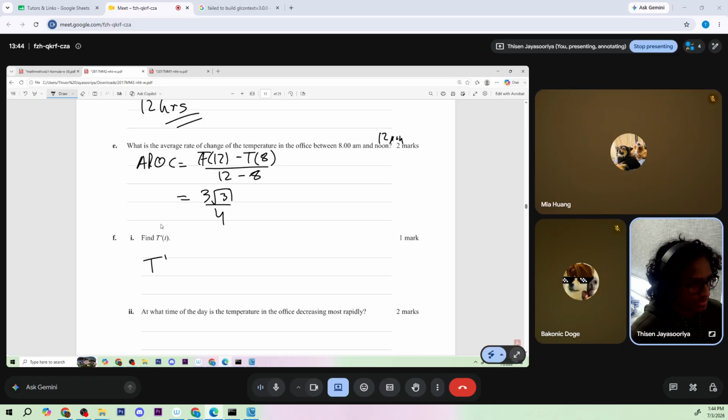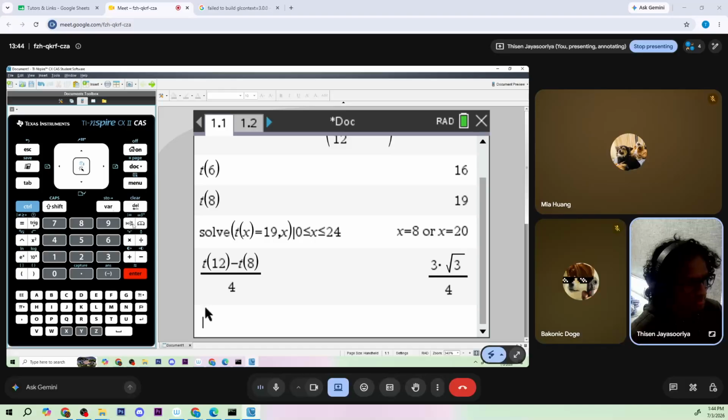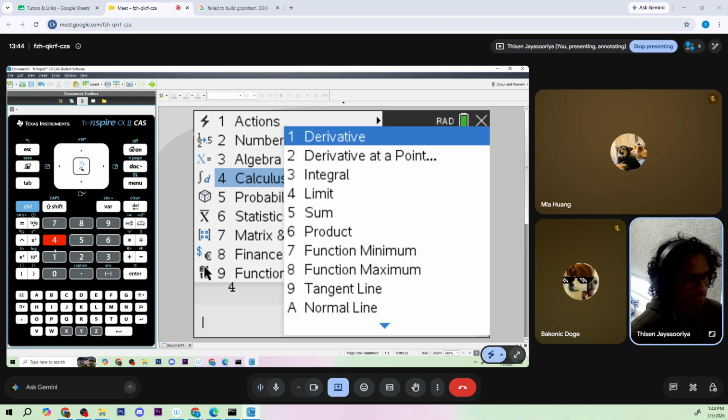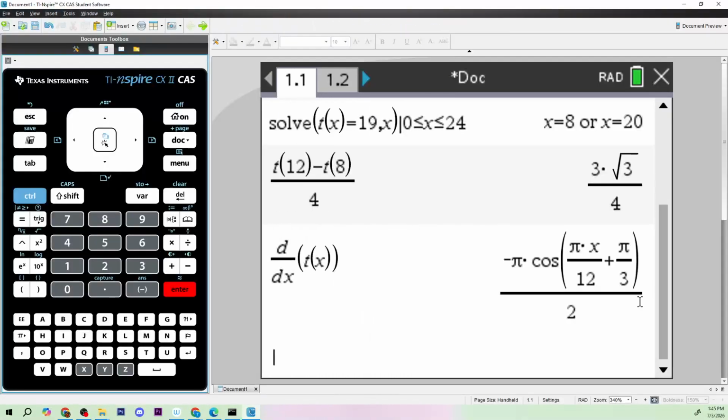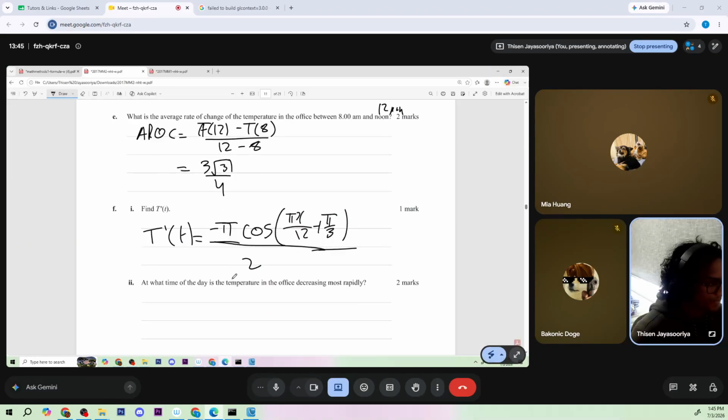The next part of the question asks me for the derivative of the function, which is very easy. Just do menu, 4, 1, t of x. I'm going to write that whole function down. I have that on my second monitor right now. So I have negative pi over 2 cos of pi x over 12 plus pi over 3. I'm going to bring this one back over here.